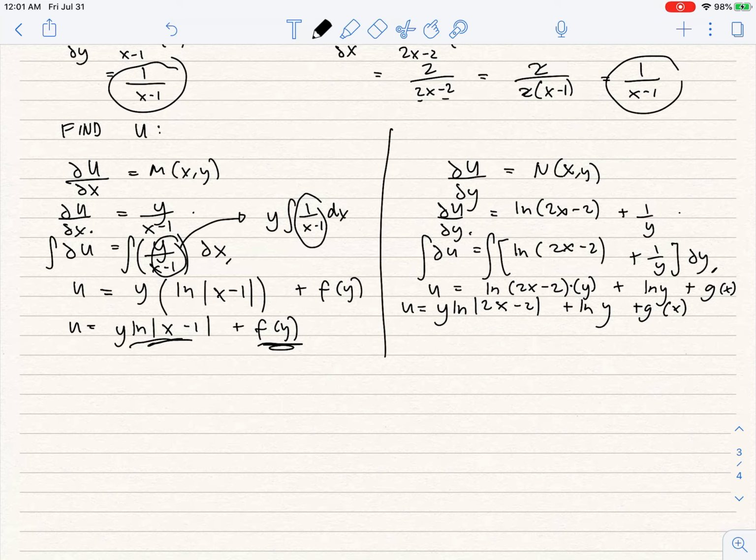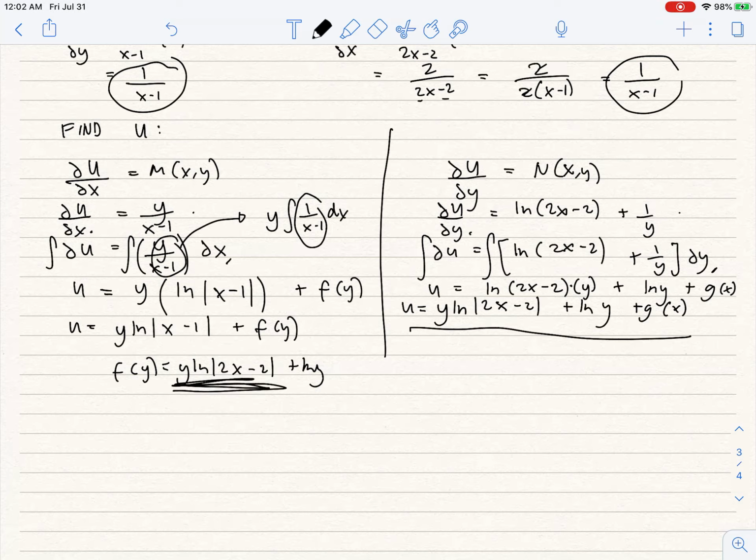So if there is none, we consider that f of y is equal to what remains here: y ln of 2x minus 2 plus ln of y. But we have a problem here, because it should only contain the variable y, but the answer contains the variable x. So this part is wrong. We have to do something on this side to eliminate this problem. Okay?